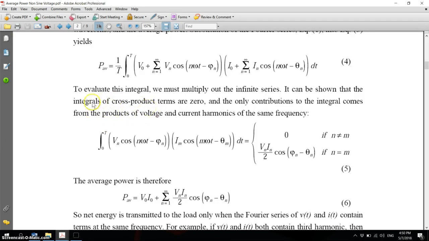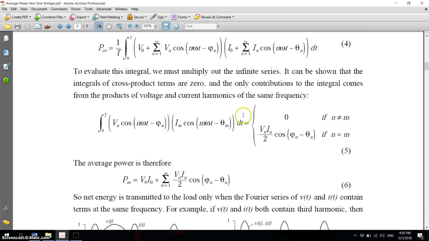So if you integrate this product, you may get 0 in the case where the harmonics of voltage are not equal to the harmonics of current, but it will equal Vn In over 2 cos(phi n minus theta n) if n equals m, which means this integral only exists if the number of harmonics for voltage and current are the same.